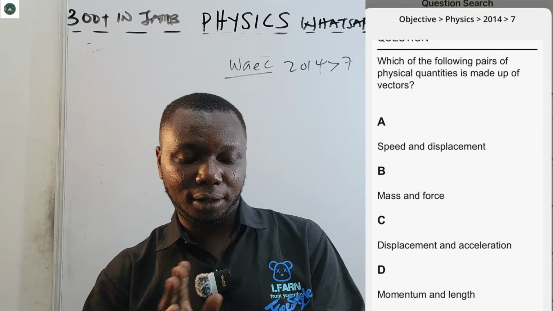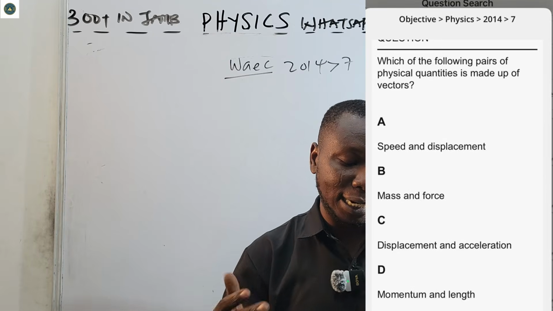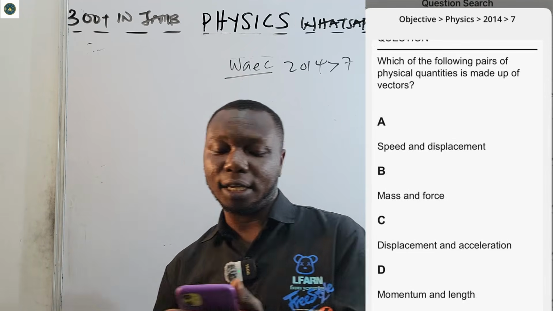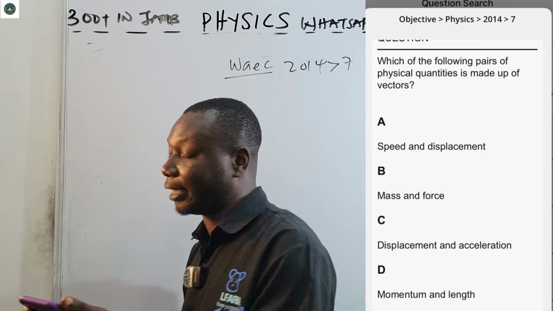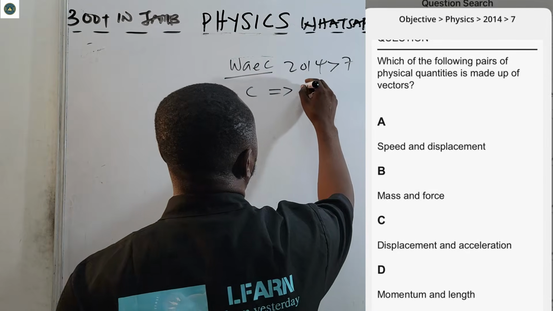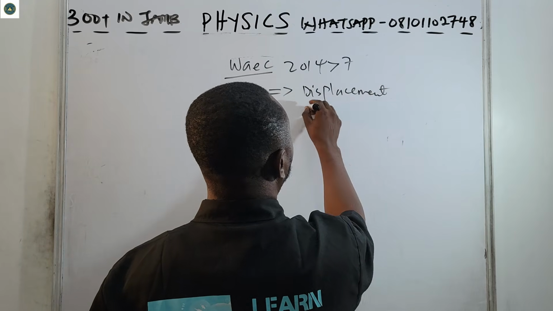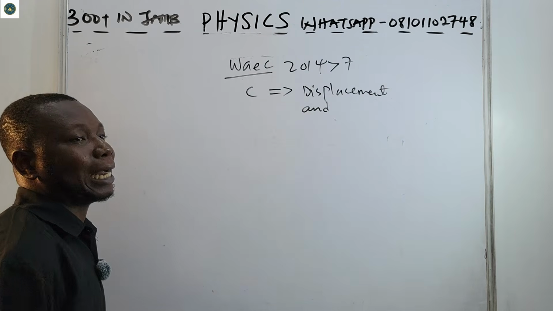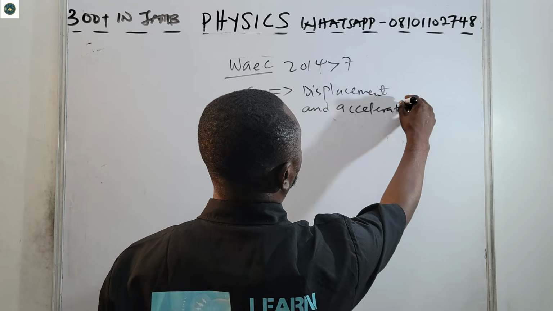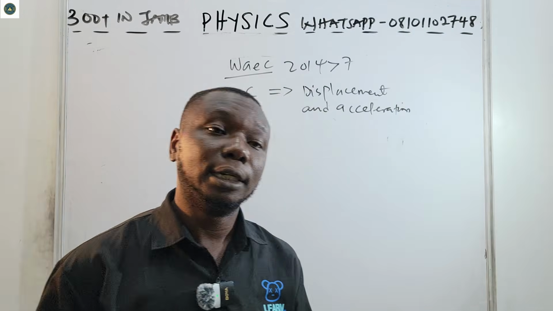So A and B are not the answer. Then we have D also, momentum and length. Momentum is a vector, but length is a scalar. So D is not the answer. So the correct answer is C, which is displacement and acceleration. Displacement and acceleration, they have magnitude and direction.